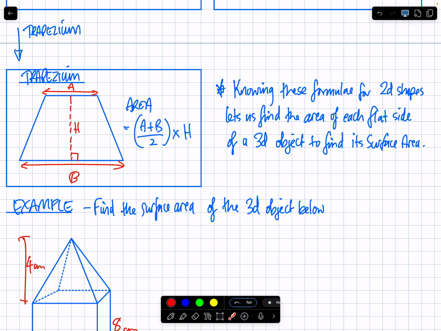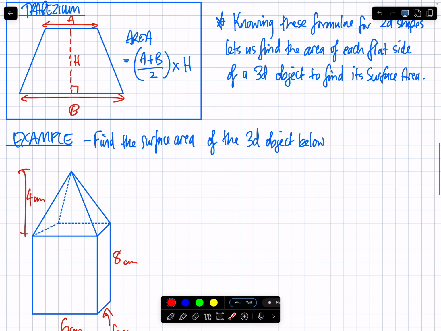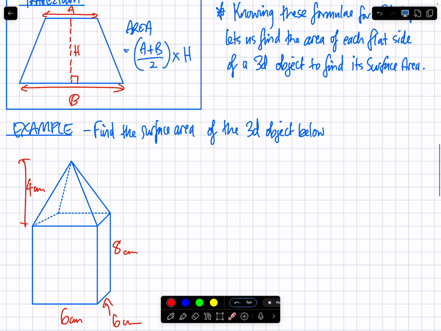Those are the only shapes that you need to be able to find the area of at a Year 10 level in South Australian schools. And because you know how to find these 2D shapes, let's see if you can find the surface area of this house for gremlins, or whatever would live in this tiny little place.